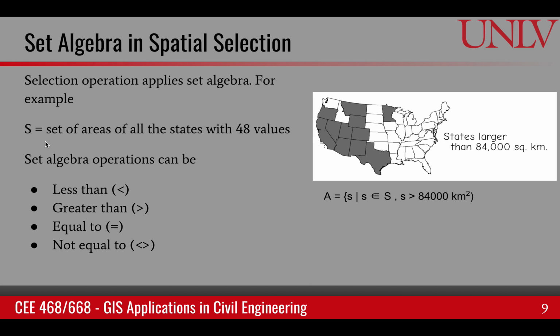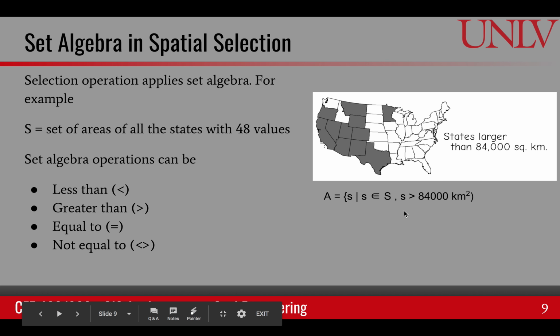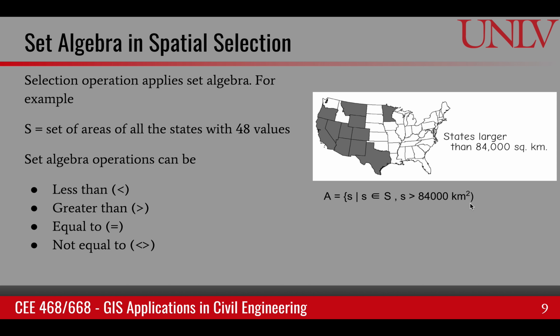Suppose the set S is the set of the areas of all the states, so it will have 48 values for the continental US. Now, if we apply a condition that what are the states larger than 84,000 square kilometer in area, then this criteria will create a subset. So a subset A is all small s's that are coming from our main set S, and they satisfy this criteria that S has to be greater than 84,000 square kilometers. So you can think of spatial selection on these numerical values as set algebra.